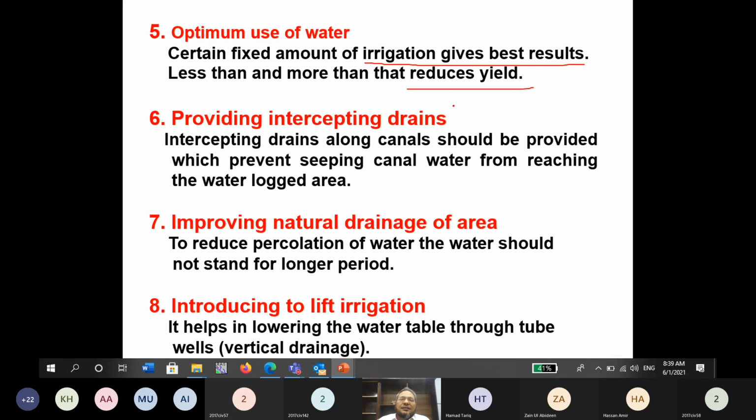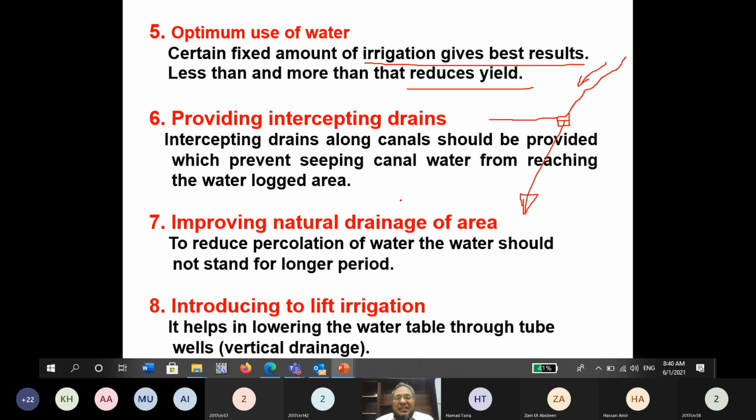Number 6, providing an intercepting drain. What is an intercepting drain? For example, if we have a slope here and there is a flat land, as we discussed earlier, suppose this is a sloping area and this is a flat land. So this water will come here onto this flat surface. So we have to provide here a drain, which is called an intercepting drain. Whatever water comes will be intercepted in this and will move down in this direction.